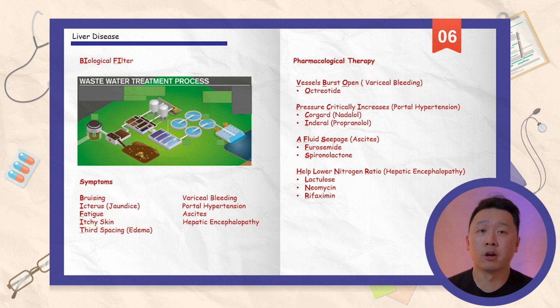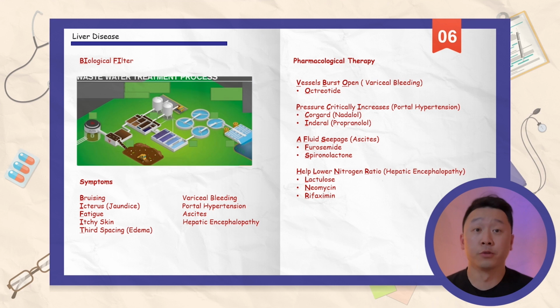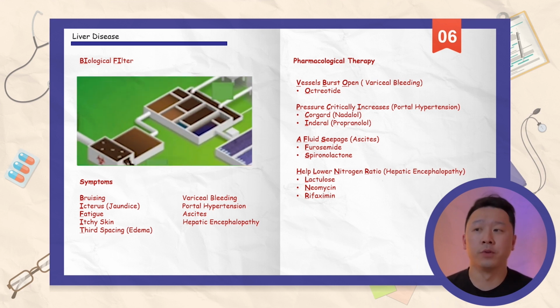The other symptoms that are associated with the liver are variceal bleeding, portal hypertension, ascites, as well as hepatic encephalopathy. The acronym for the pharmacological therapy component is vessel burst open. So think about the pipes within a water treatment facility that are too highly pressurized and burst open. So V, think about variceal, burst, think about bleeding, and open, think about octreotide.